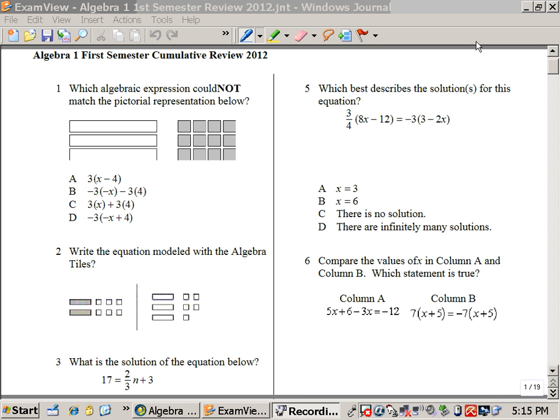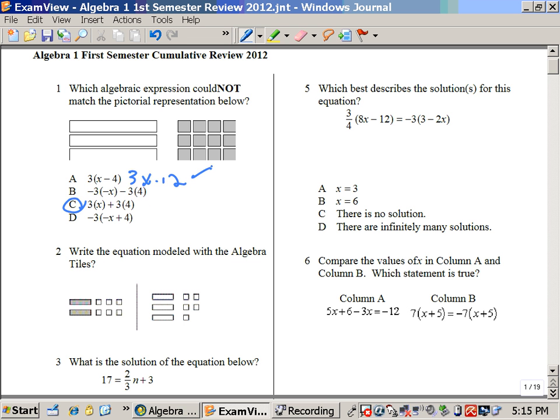It says which algebraic expression would not match the pictorial representation below. The correct answer is C. A will give you 3x minus 12. B will give you 3x minus 12. That is also correct. Remember, this is 3x's, and since this is shaded, it's going to be minus 12. C gives you 3x plus 12. That's wrong. And D is 3x minus 12 also. So since it says the word not, C is going to be the correct answer because it is not correct.